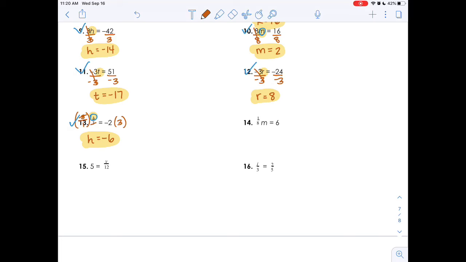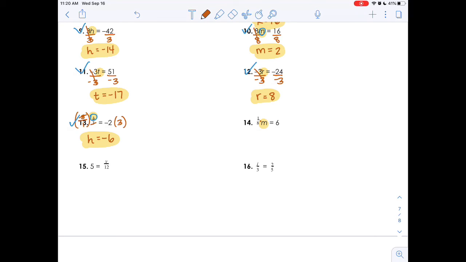14 says I have 1 over 8m equals 6. My variable here is m. And what I'm doing here is I'm multiplying 1 over 8 times m, and that's equal to 6. Well, usually we would divide. If I have multiplication, I'm going to undo it by division.